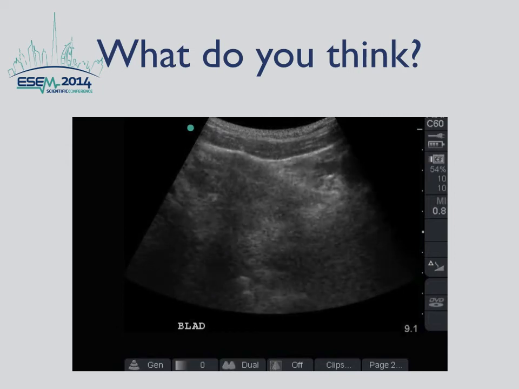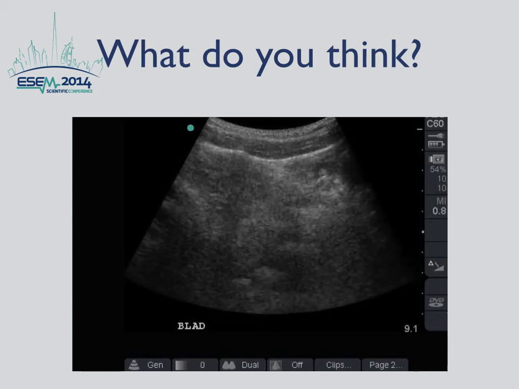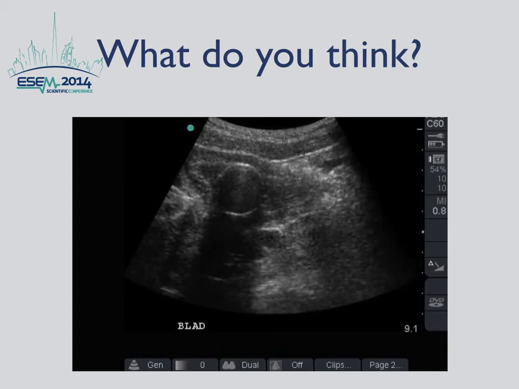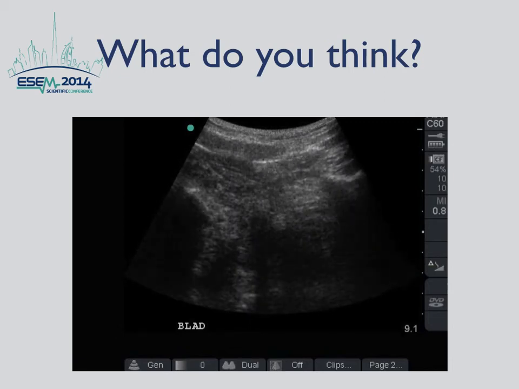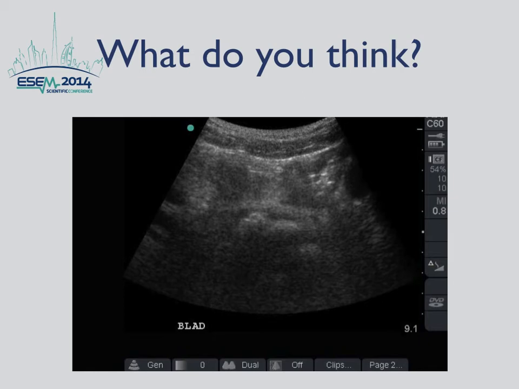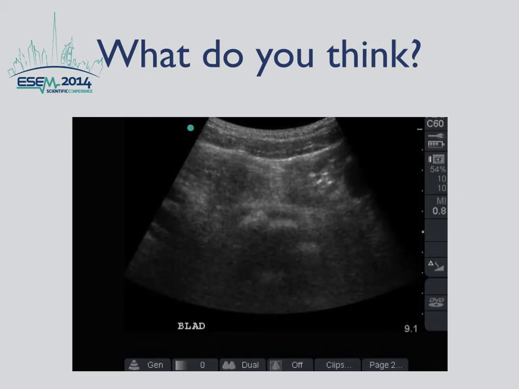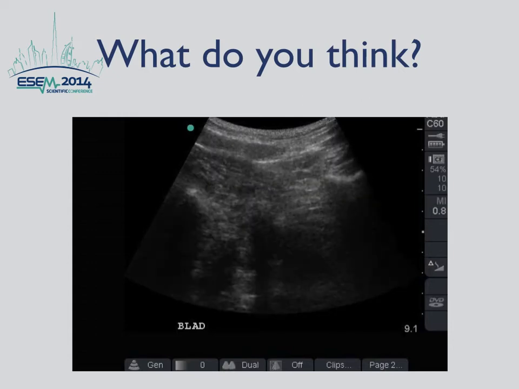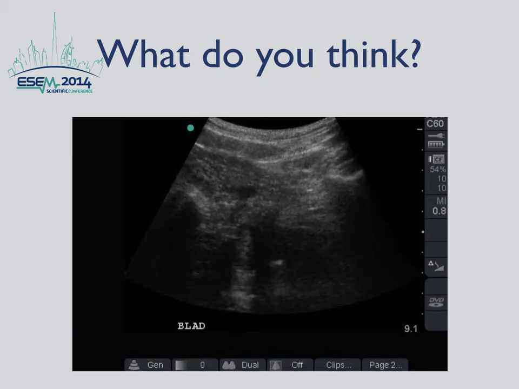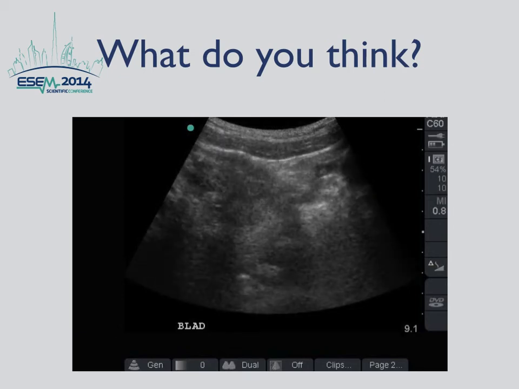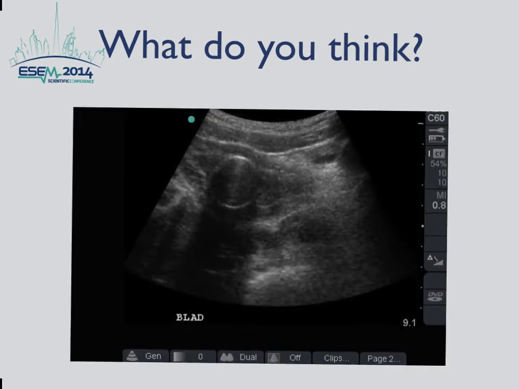How about this view? So this is a suprapubic view, but obviously you can't really see the bladder. The bladder is decompressed by a Foley catheter. This circular structure that you see is the Foley catheter, making the evaluation of the suprapubic view limited. Therefore, if you're performing this FAST exam it is going to be inconclusive because you can't really evaluate the suprapubic view as the bladder is decompressed.